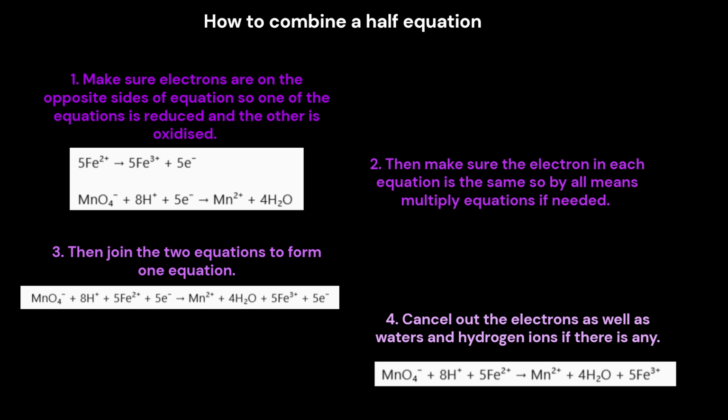3. Then join the 2 equations to form one equation. 4. Cancel out the electrons as well as waters and hydrogen ions if there are any.